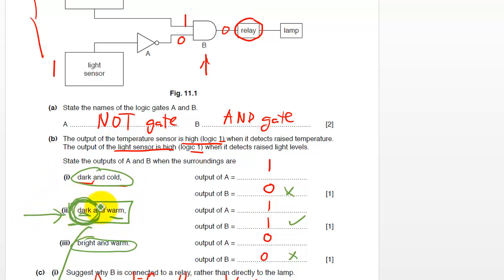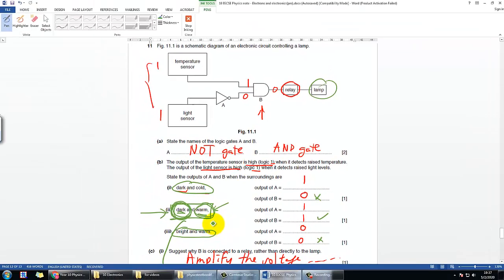or maybe at night, it's dark, then you switch on the lamp. How you know there's a person is by using a temperature sensor, knowing that the temperature is warm, then you switch on the light. So this is a practical application. At the same time, when it is dark but there's no people around, so therefore it's cold, then you don't have to switch on the lamp.